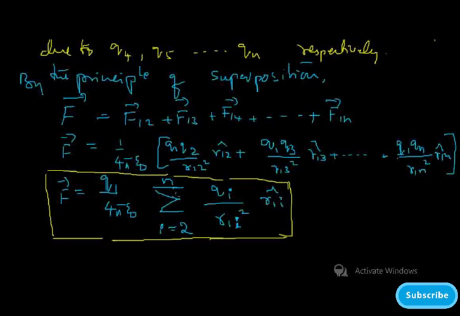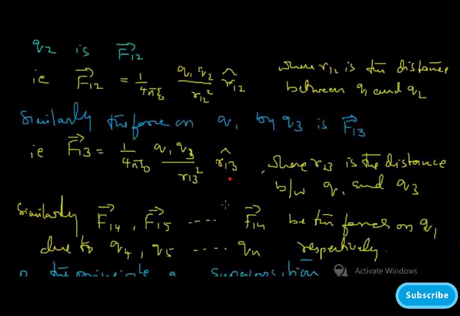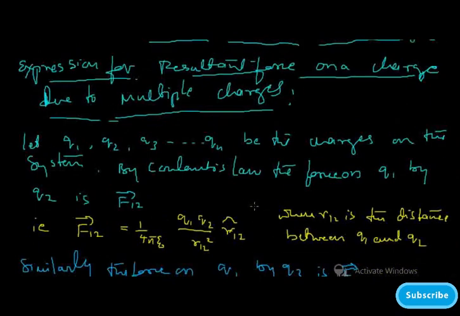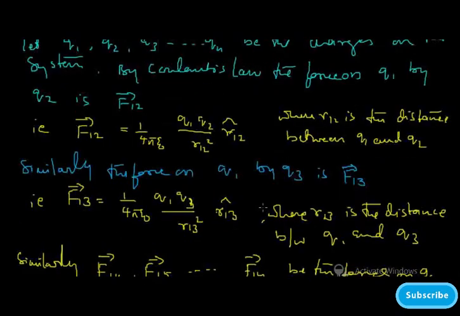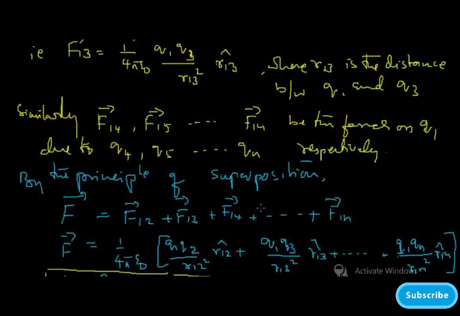So how to find the resultant force? By using vector algebra we can find it easily. This is the expression for the resultant force acting on any charge due to the other charges in the system of charges. It is a very simple derivation. So please follow the principle of superposition because we have to find the resultant force.